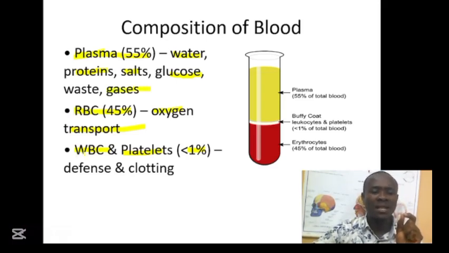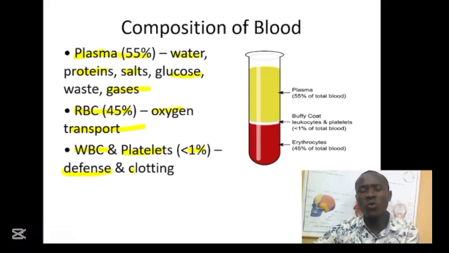And the white blood cells, they are there for defense. That means they help to protect the body against infection. And the platelet that we have, it is used to form clot. For example, if you have a wound, clotting has to occur. A clot will be formed to prevent the loss of blood from the body. That healing process that occurs when you have a wound is what we call clotting.